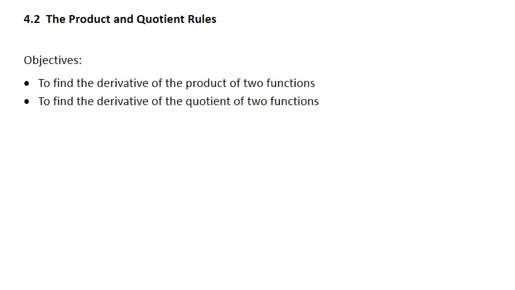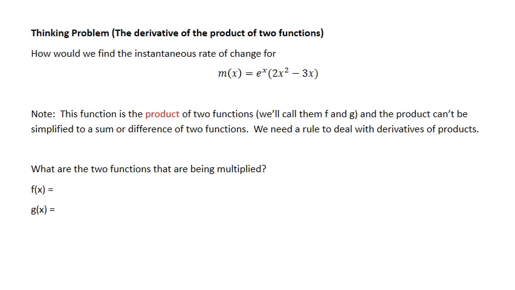Okay, today we're going to get two more operational rules for derivatives of functions. We're going to talk about how to find the derivative of two functions that have been multiplied or divided. We'll call this the product rule for multiplication of two functions and the quotient rule for division of two functions. So we'll start with an example.